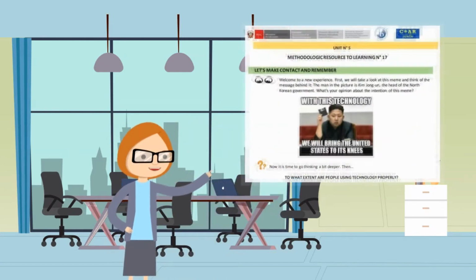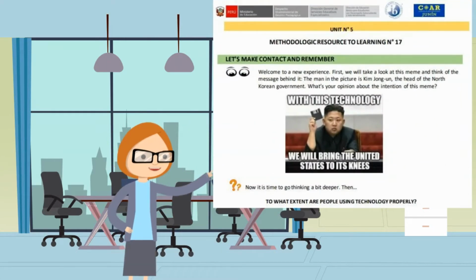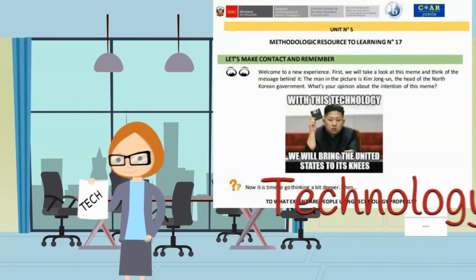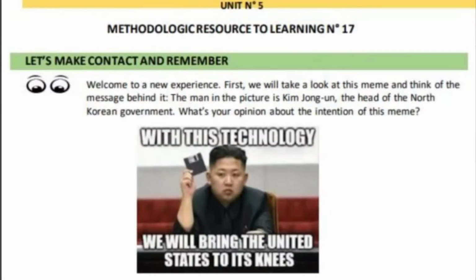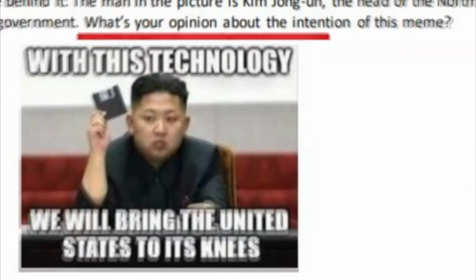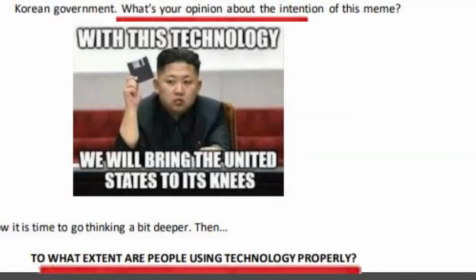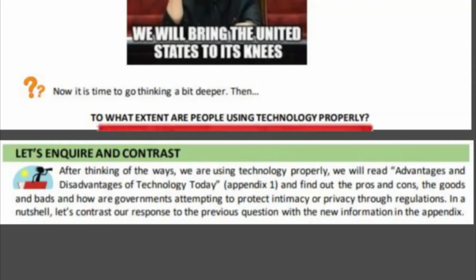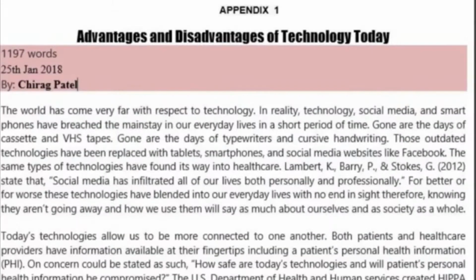Now, let's refer to an MRTL for 5th graders of secondary. As you see, our topic is technology. As usual, we start engaging the student by a meaningful artifact, in this case, an opinion question and an essential question to create cognitive conflict. Then, we go to Let's Inquire and Contrast, where we provide them some information which is annexed, to help students contrast their presumptions with authentic information about the topic.